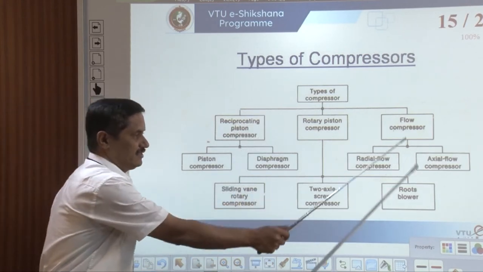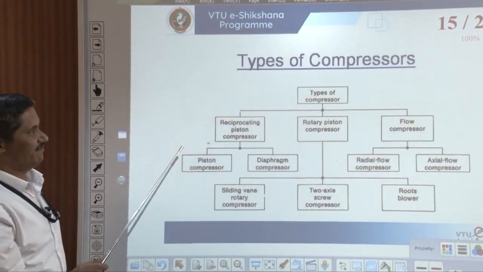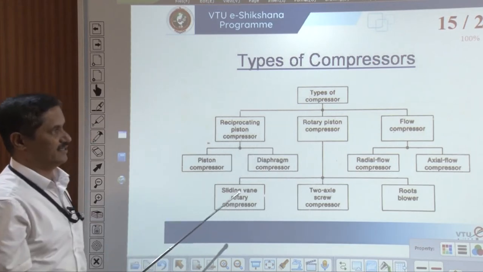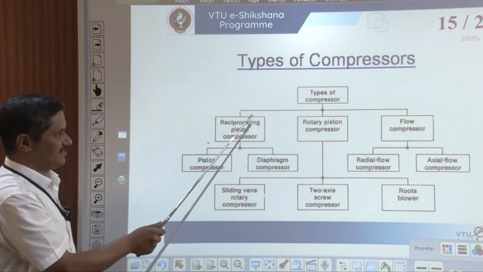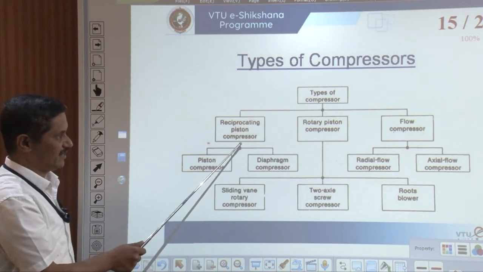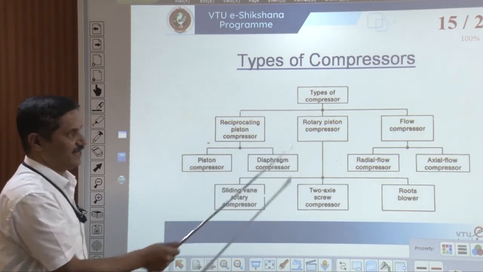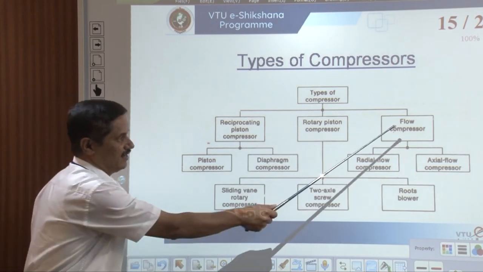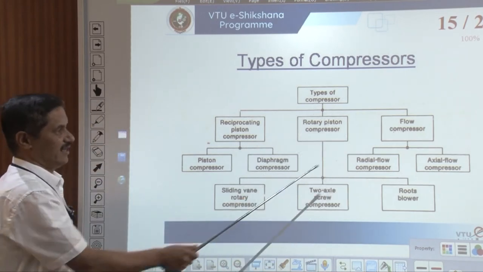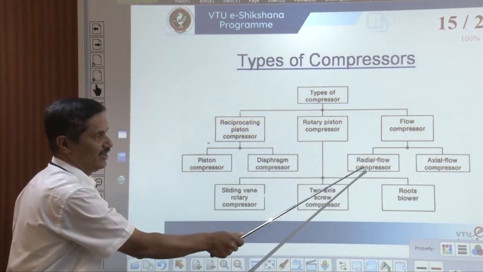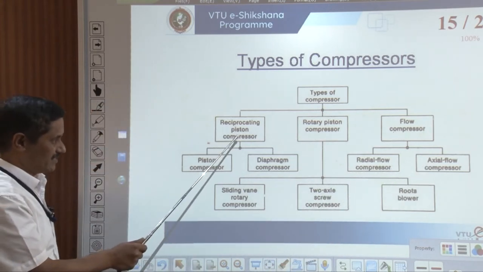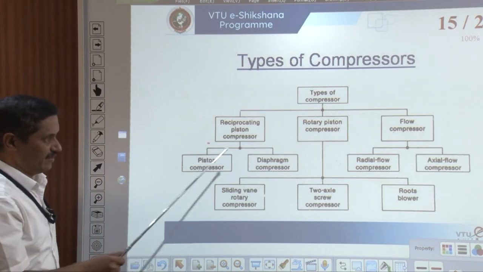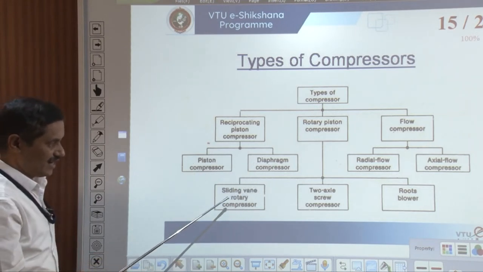If I take the classification of the types of compressors here, we can broadly classify like this: reciprocating piston compressors, rotary piston type of compressors, and flow compressors. Again, that can be divided into radial flow and axial flow. The reciprocating can be subdivided into piston type, diaphragm type, sliding vane type.